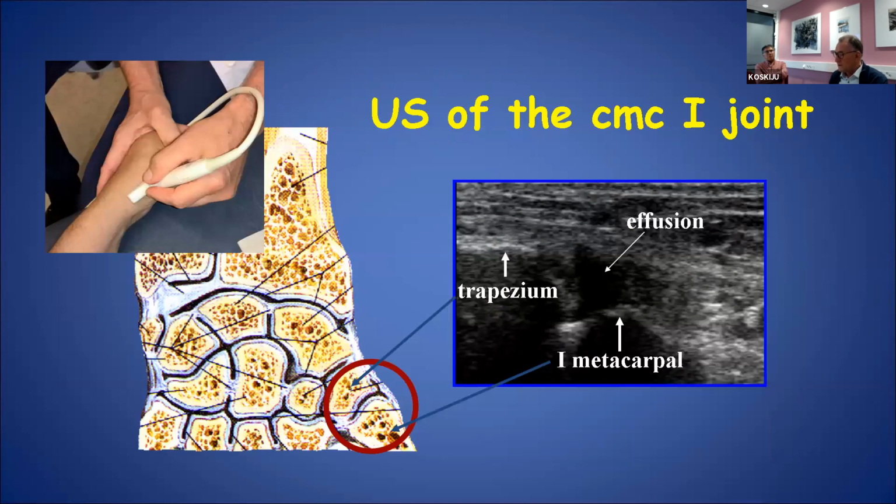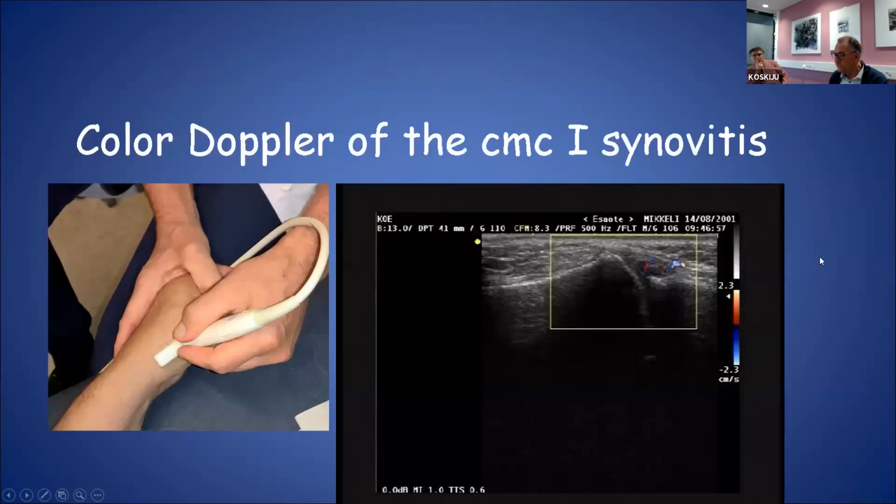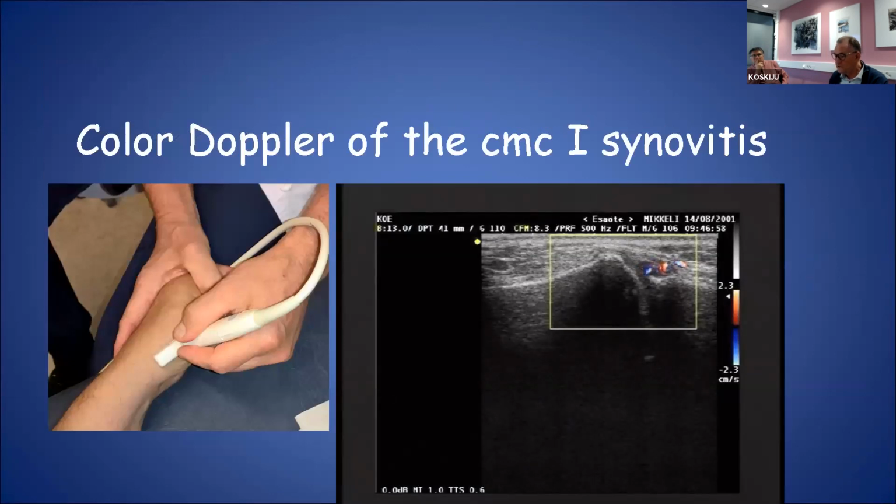CMC1 is very often found in osteoarthritis. If you place the transducer dorsally, you can go around this joint if you want to try to find synovitis and/or osteophytes. CMC1 ultrasound is very helpful in examining this joint, and synovitis is depicted with ultrasound and Doppler.